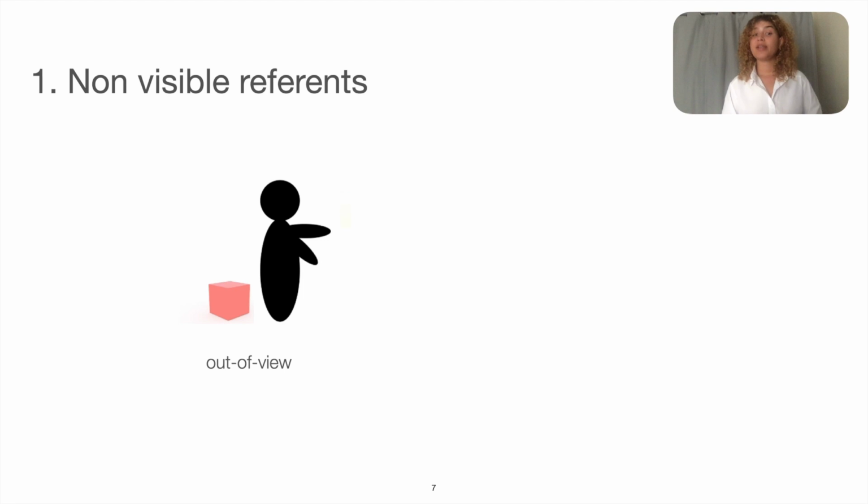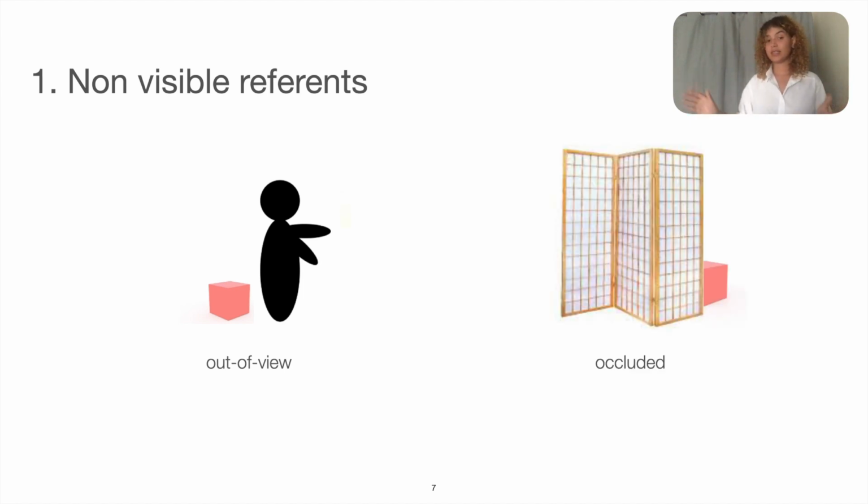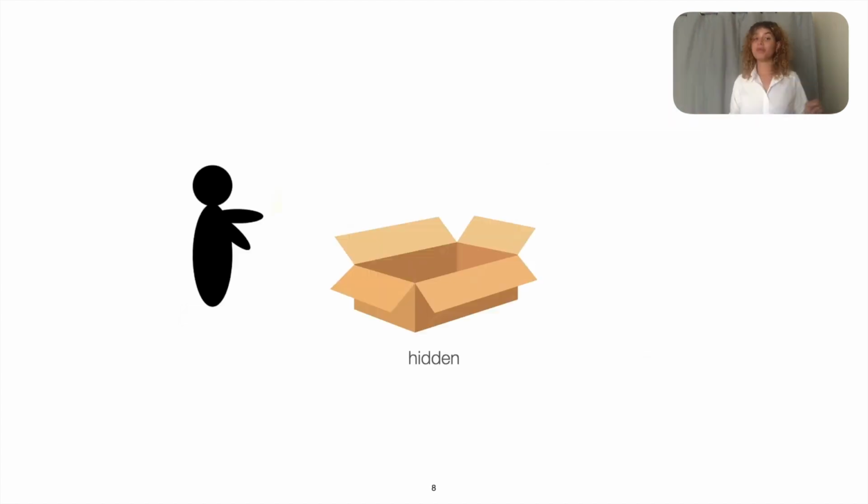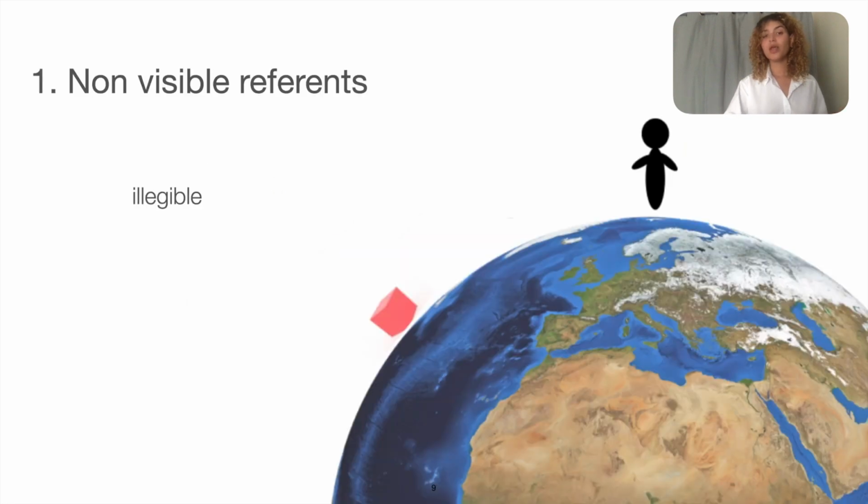In the real world, there is a wide range of situations in which the physical referent may be non-visible. An object is out of view if it is not within the user's visual field but can be seen if the observer turns their head. An object is occluded if it's in sight but is blocked by another object. We more specifically refer to an object as hidden if it is in the user's vicinity but occluded from all reachable locations and viewpoints. An object is illegible if none of its useful details is visible to the user for reasons other than being out of view or occluded.